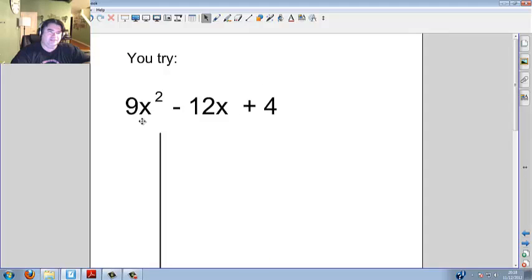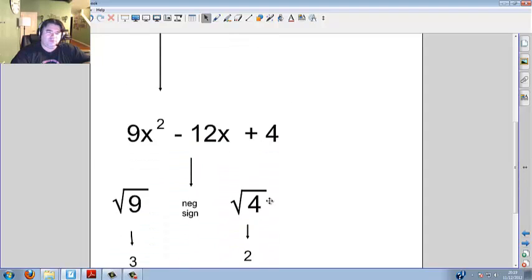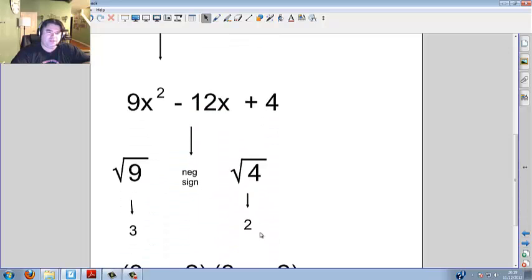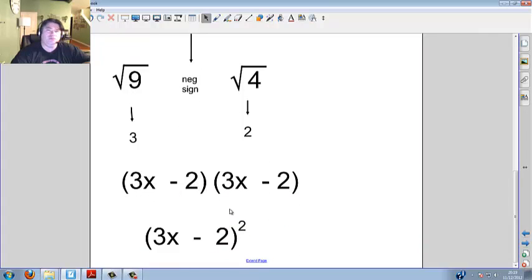You try, go ahead. Hope that you rooted the 9 and 4. Let's see how you did. Root, 3 and 3, so 3x and 3x. 4 makes 2 and 2, but it's a negative in the middle, so negative 2 and negative 2. So 3x minus 2 squared.